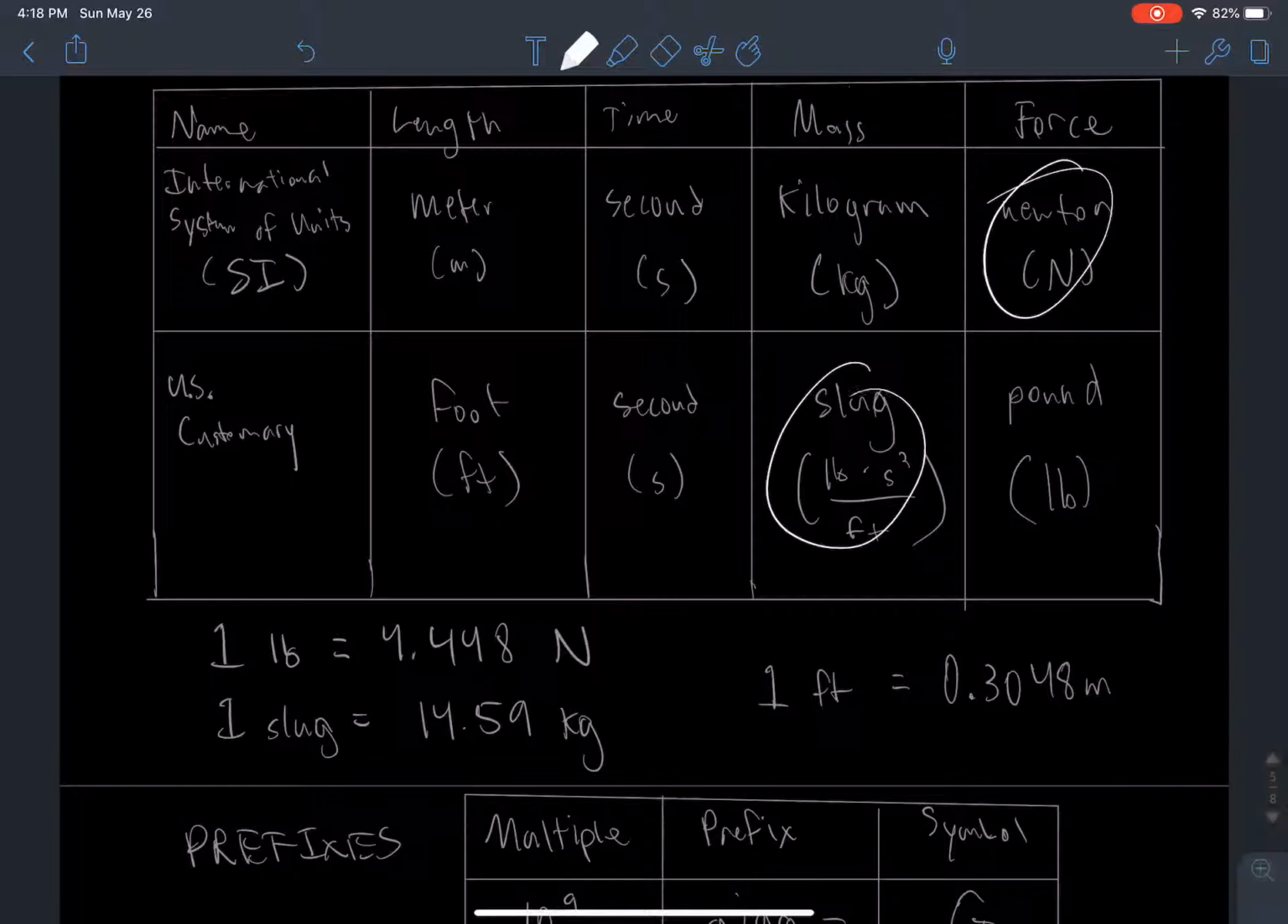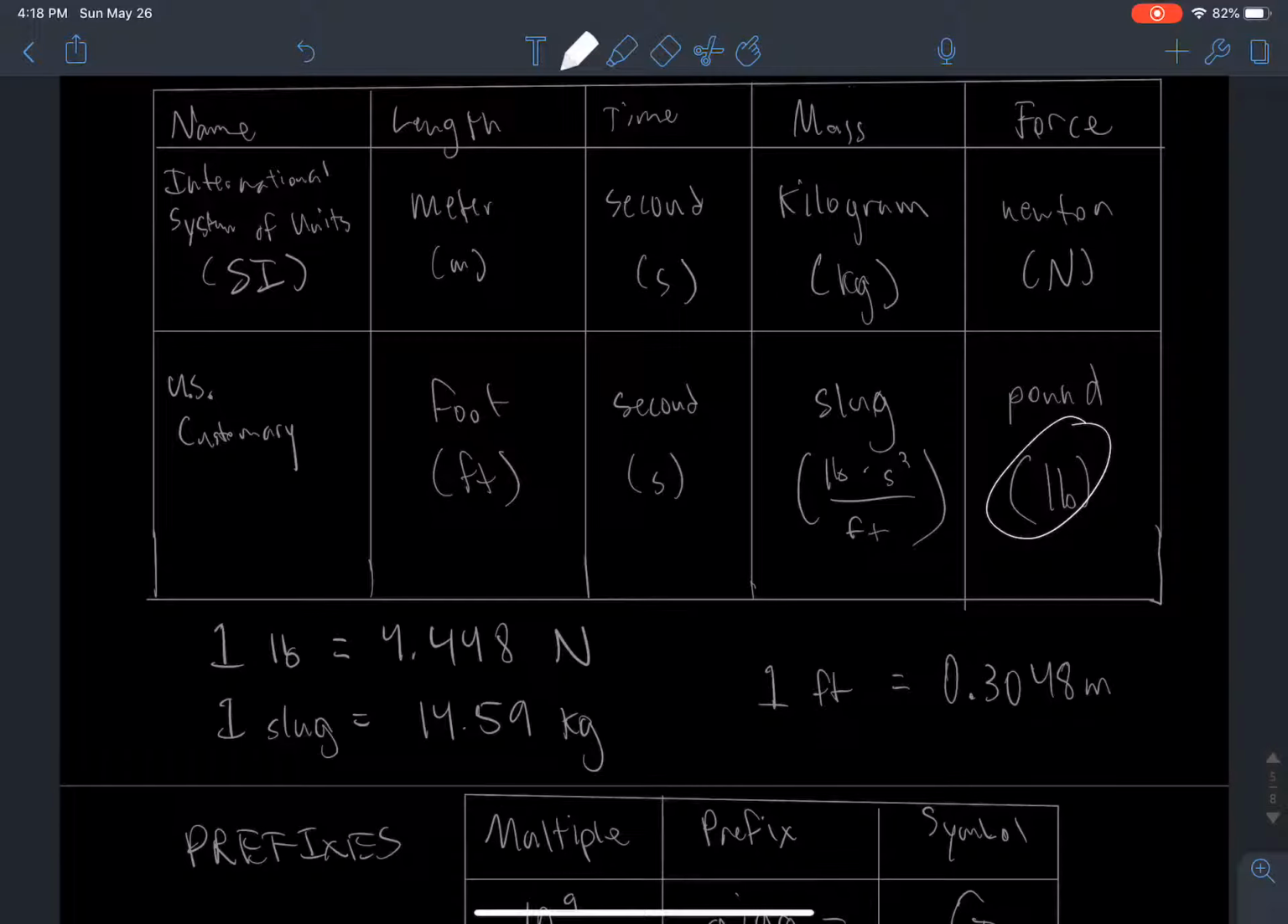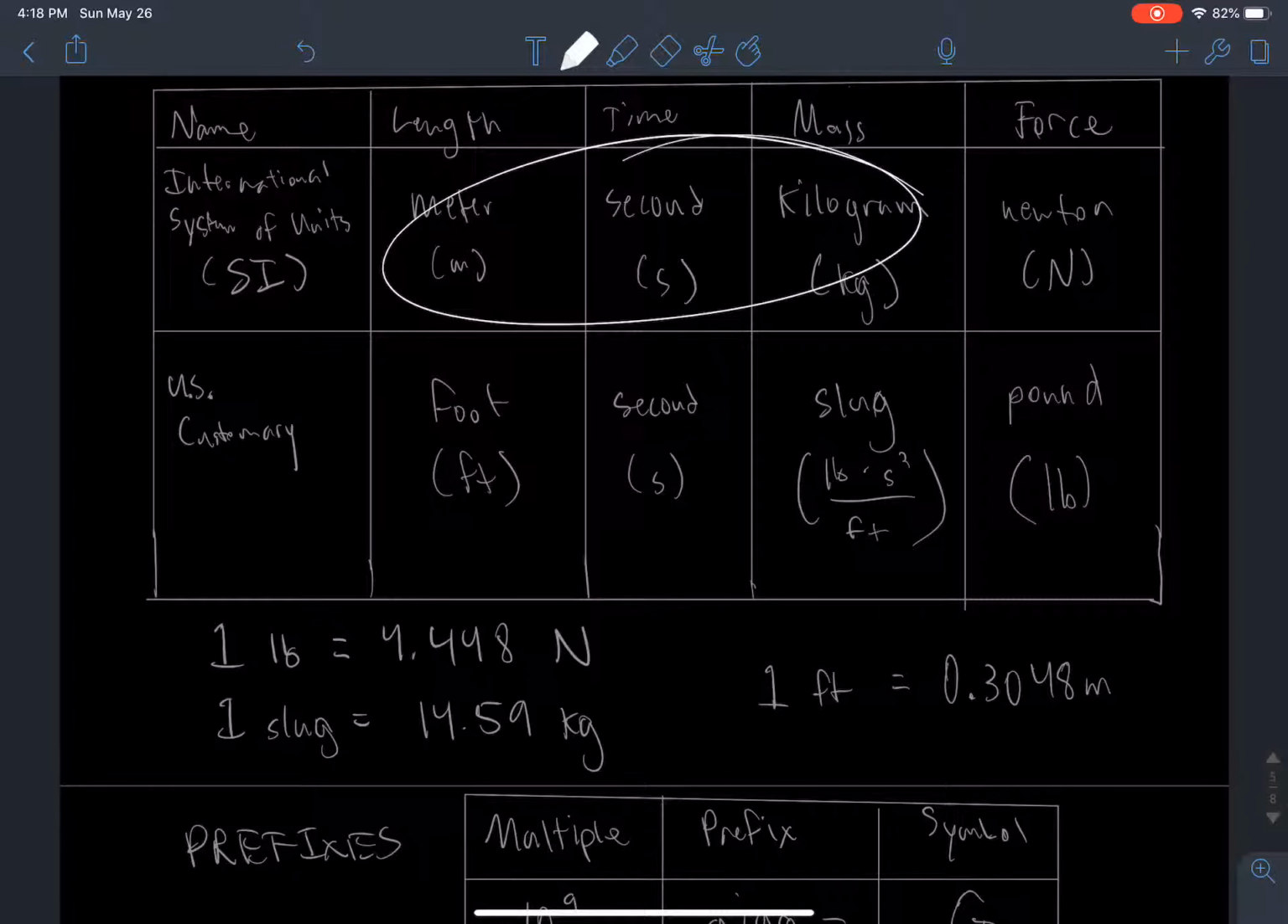Newtons and slugs are both derived from other units within the unit system. The slug comes from pound times second squared per foot, and that's just the mass. And the newtons are kilogram meters per... I'm not sure, that's wrong, but I just wrote kilogram something per something. It's derived from those. That's all you need to know.